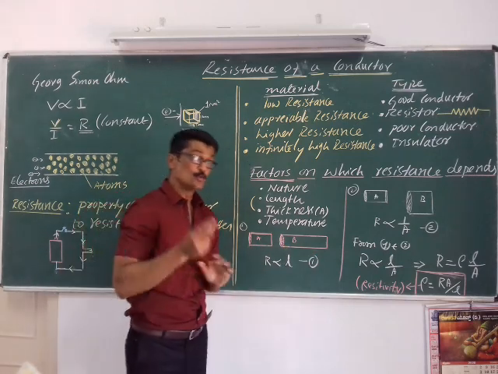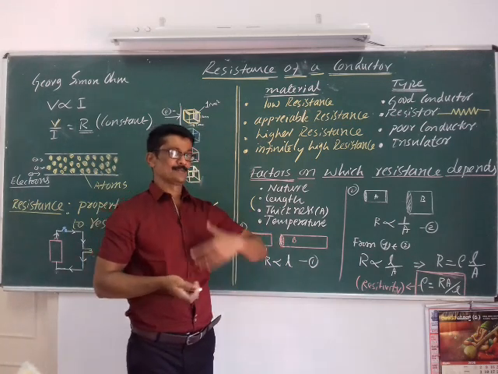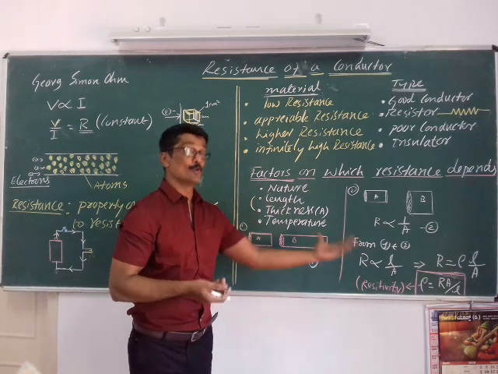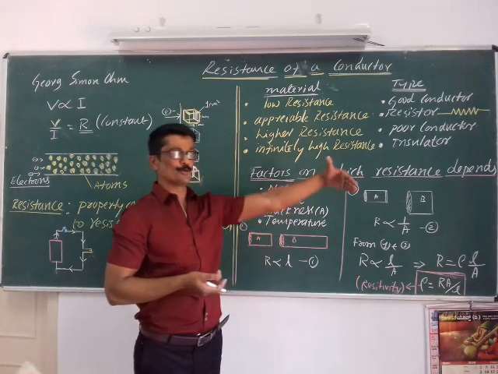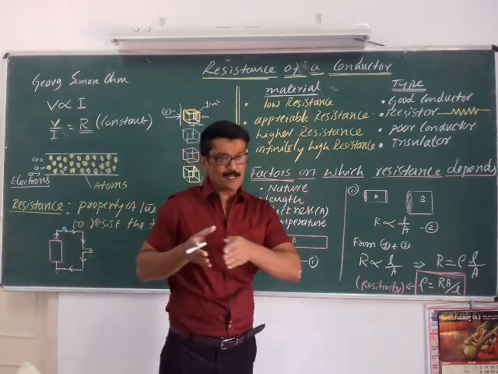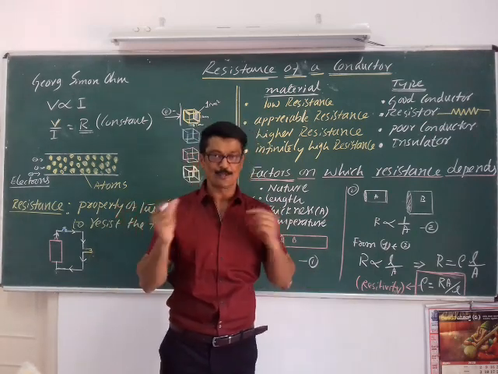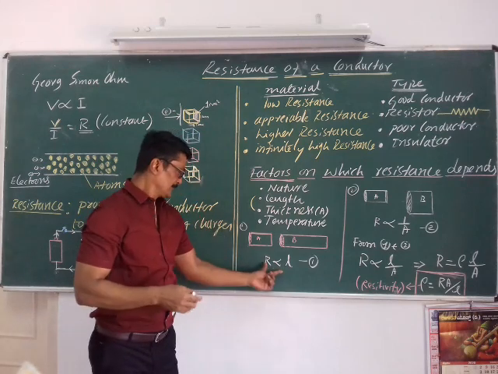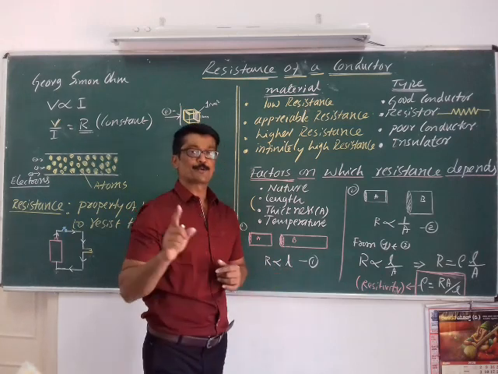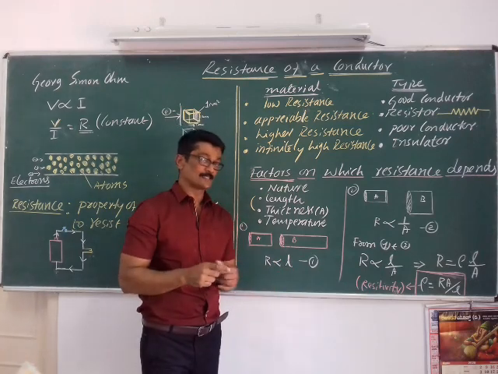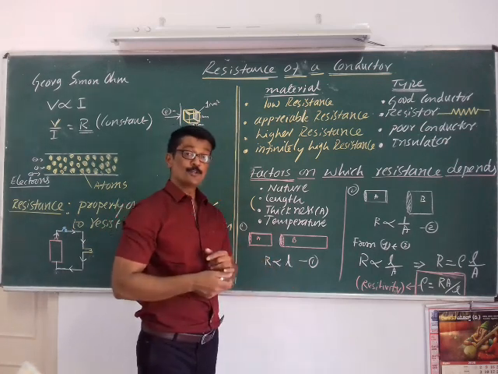Dear students, you can say in which material electrons have to struggle more. In which case? In B. Because the length is more. So electrons have to cover a longer distance. Obviously, resistance will be more. Obstruction will be more. So we can conclude by saying resistance of a conductor is directly proportional to length. As the length increases, resistance also increases. As the length decreases, resistance also decreases.